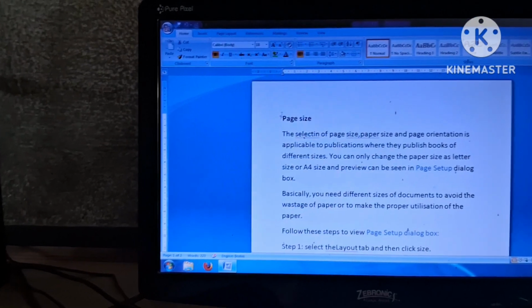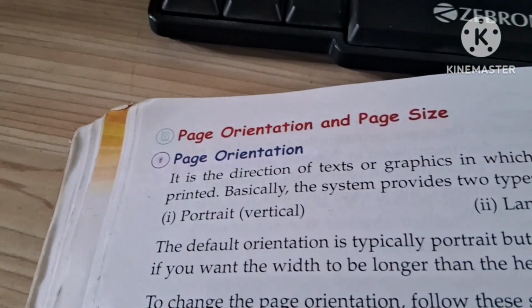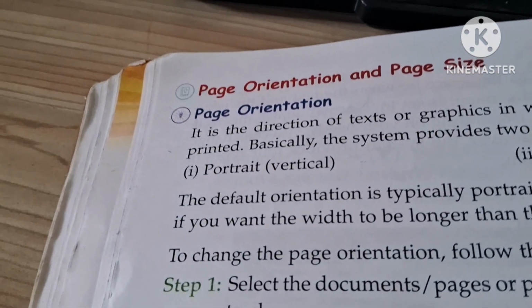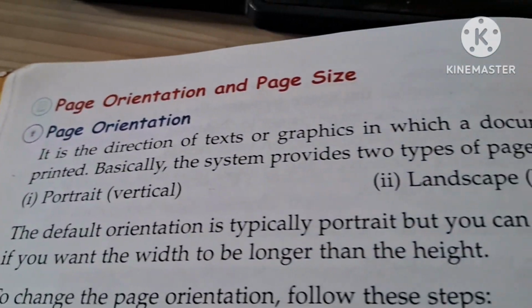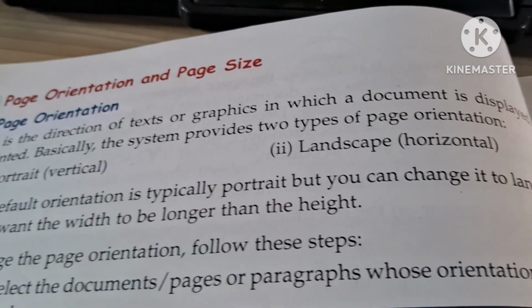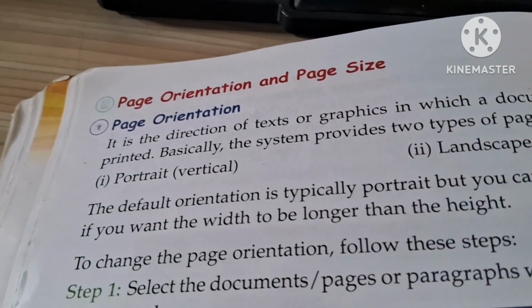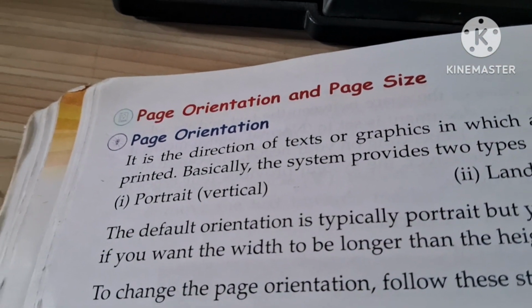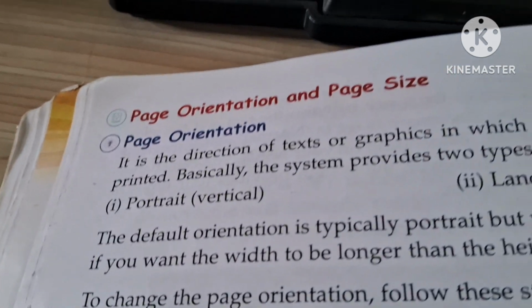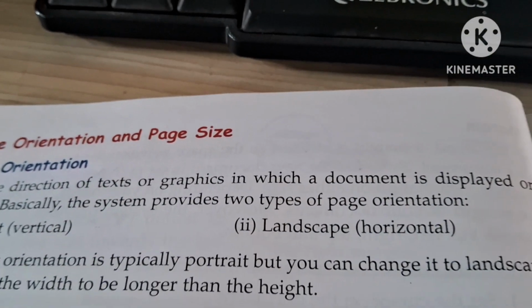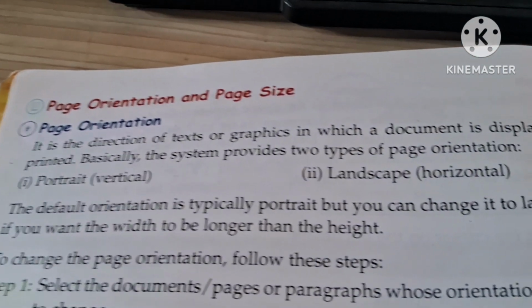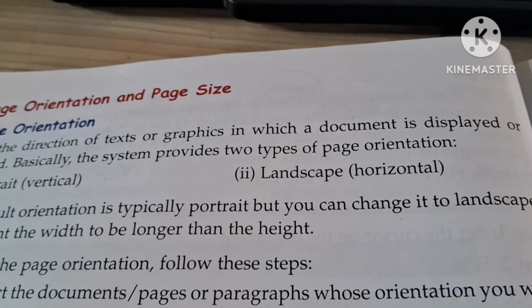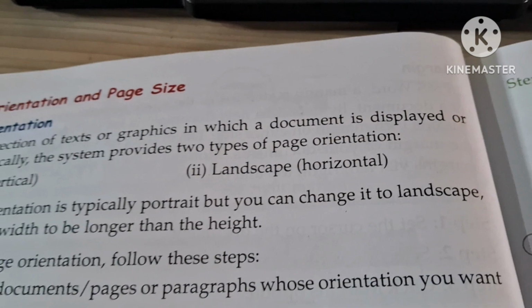Now please take page number 62, that is page orientation and page size. So what is page orientation? This is the direction of text or graphics in which a document is displayed or printed. Basically, the system provides two types of page orientation: one is portrait or vertical orientation, and the second is landscape or horizontal orientation.